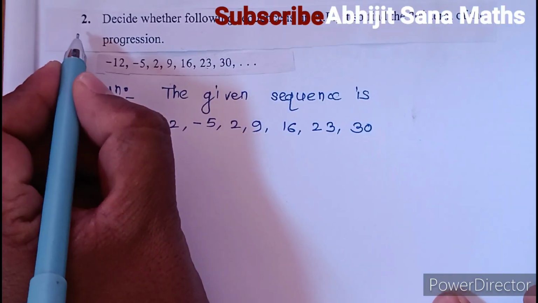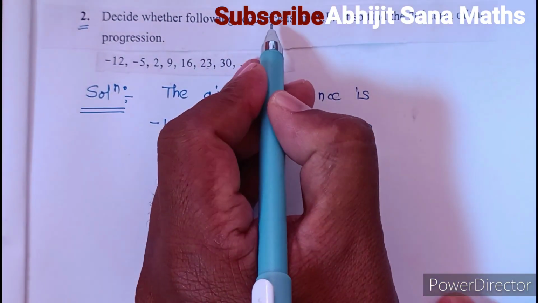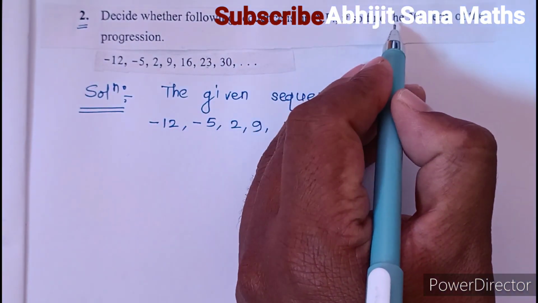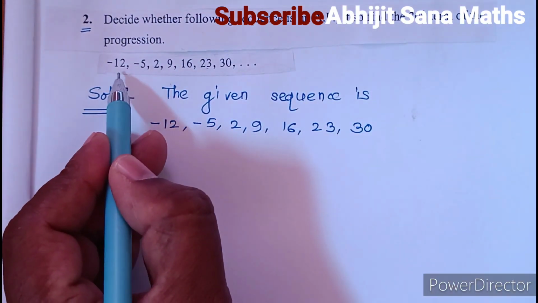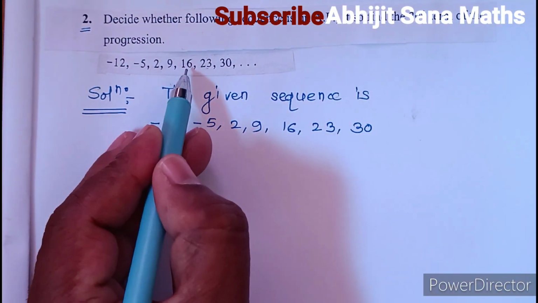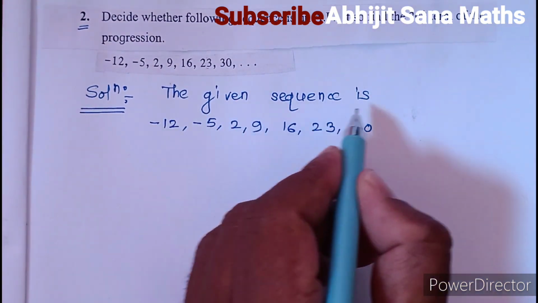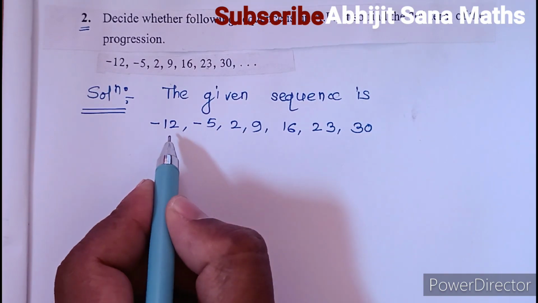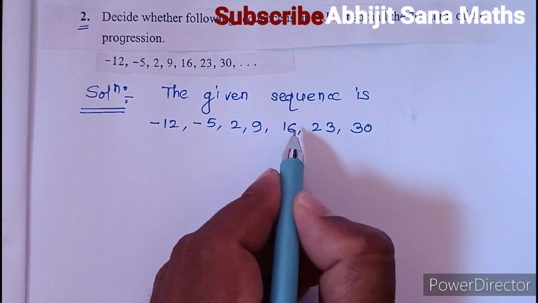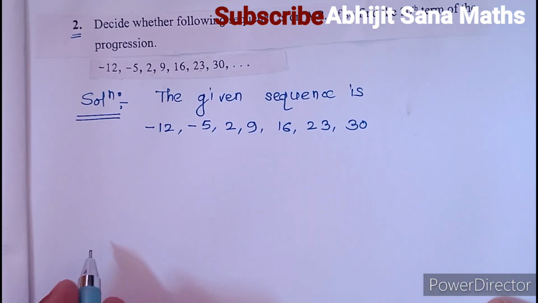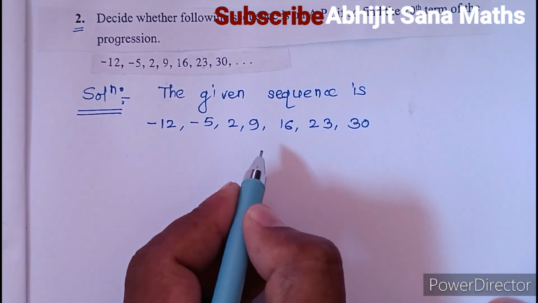Now next question, question number 2: decide whether the following sequence is an AP. If so, find the 20th term of the following progression. The given sequence is minus 12, minus 5, 2, 9, 16, 23 and 30. In the solution part, the given sequence is written as it is: minus 12, minus 5, 2, 9, 16, 23, 30. Now we have to find whether it is an AP, meaning arithmetic progression, or not.